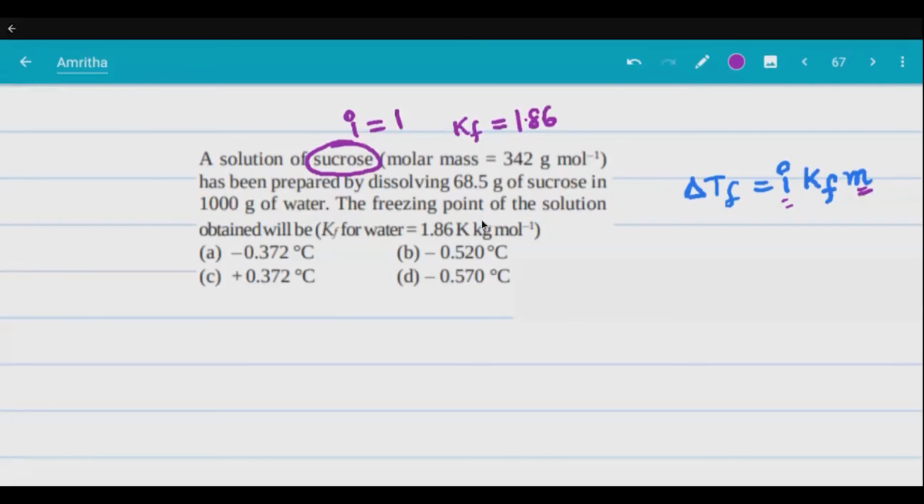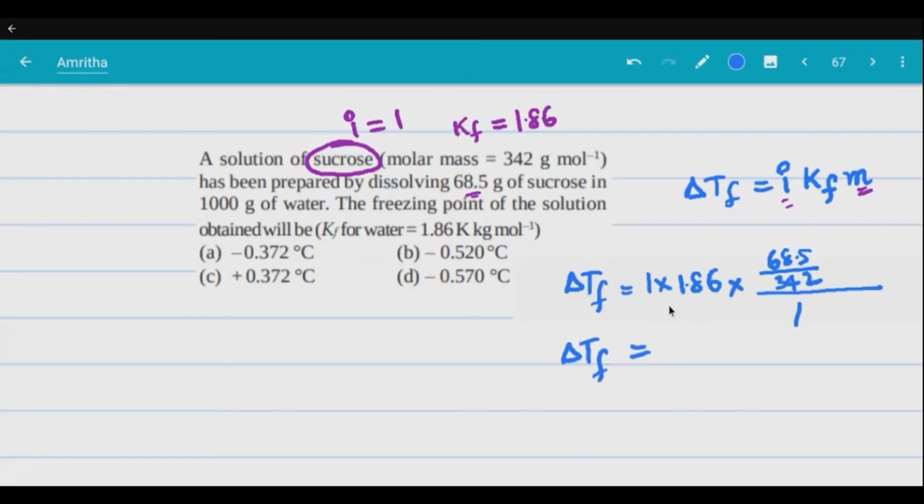And for molarity, see how you substitute. Delta Tf is equal to 1 into 1.86 into molality, which means the number of moles per kg of solvent. How many moles are there? Sucrose moles: the mass is given and the molar mass is also given. Then how many kg of water? 1 kg. So we calculate this, and that's it, we get the depression. From 0, how much decrease? If you add a minus, you'll get the answer.